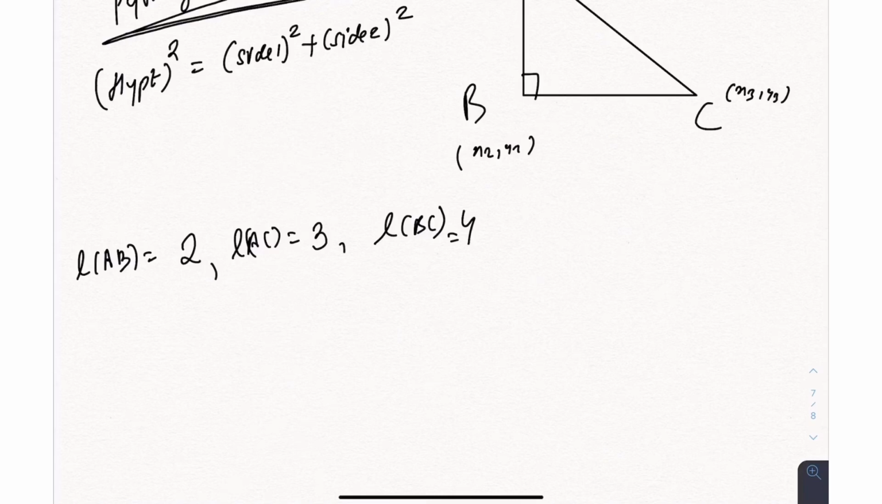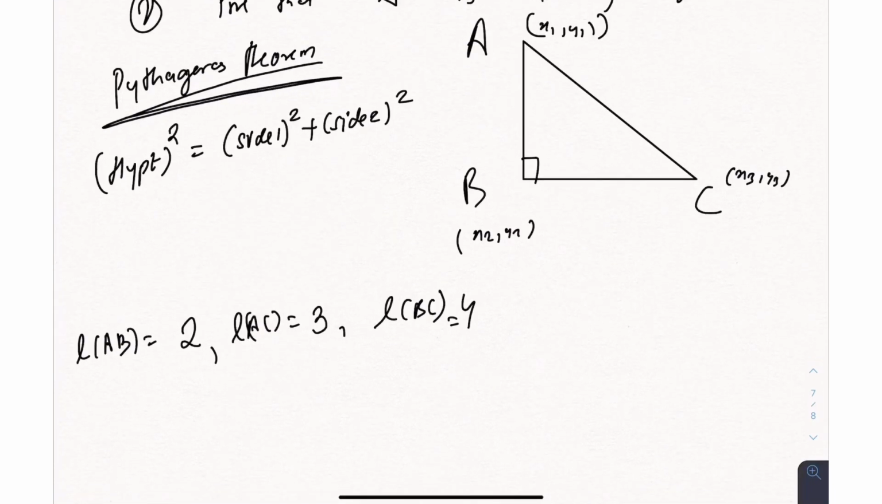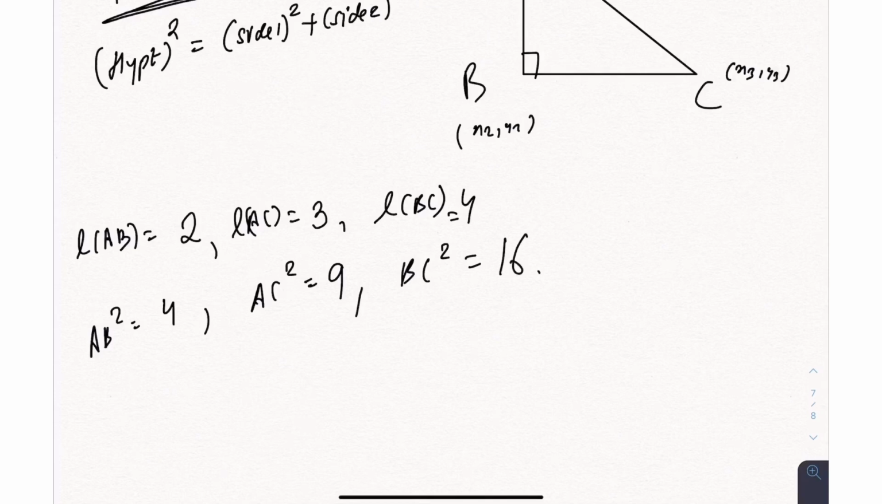Now with these lengths, we can't say the triangle is a right angle triangle, because to prove that, the Pythagoras theorem should be verified. The Pythagoras theorem is hypotenuse square equal to side 1 square plus side 2 square. So what do we have to do? The easiest step is to square all the sides. AB square will be 4, AC square will be 9, BC square is equal to 16.